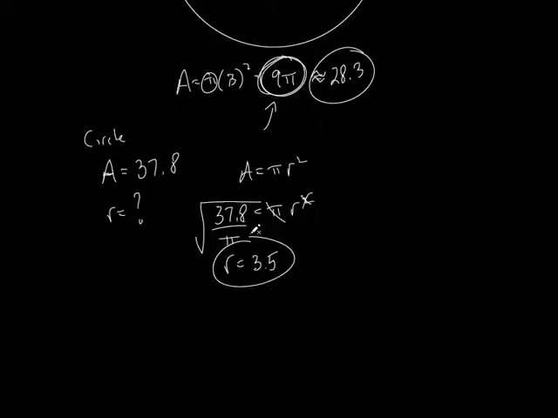If they ask you for the diameter, what do you do? Just multiply by 2 and you get 7. Does that mean the diameter is exactly 7? No, because this was an approximation. Remember, that was an approximation. But as far as just rounding, that's fine. We'll just say 7. Make sense? Easy, easy, easy.